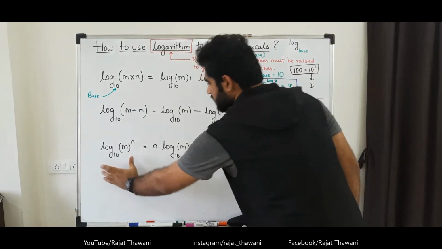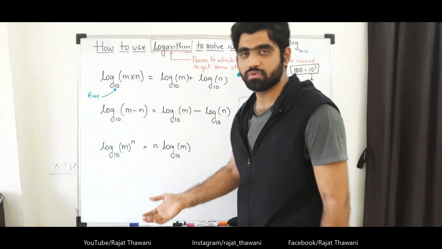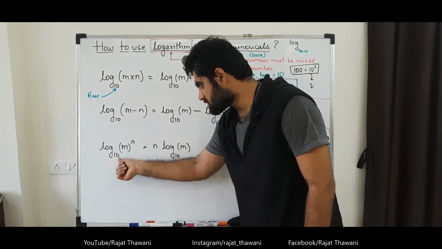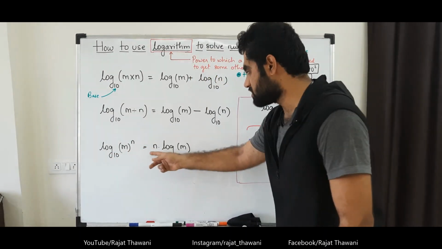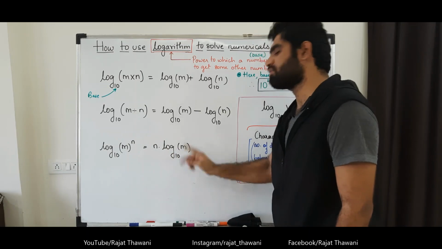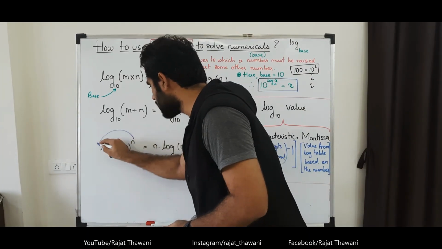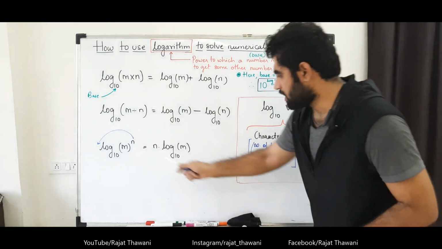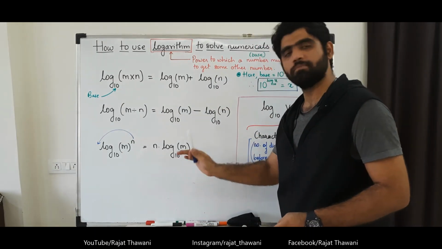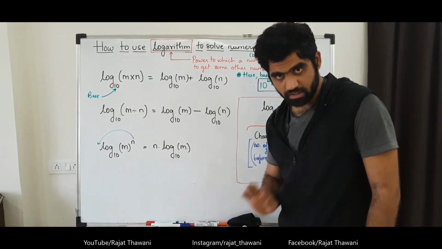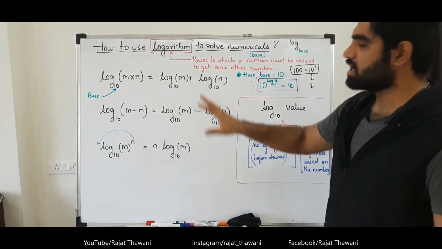And finally, the third law which is used in numericals is that log to the base 10 of m raised to n is equal to n into log to the base 10 of m. So this n moves outside the log. Alright, do you all understand? So in this way we can use it in numericals.